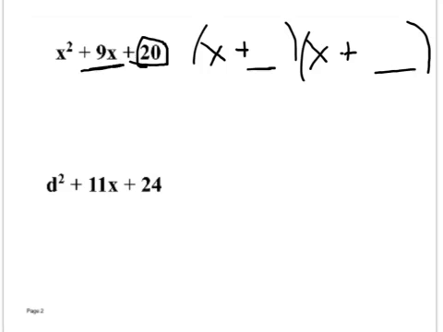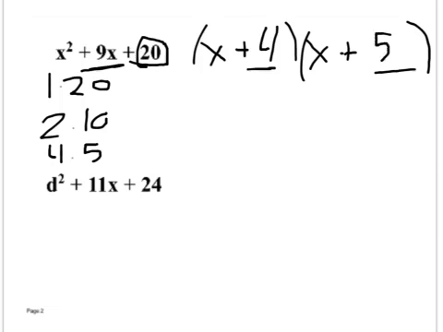So think of the factors of 20. Someone tell me what goes into 20. How about 1 and 20. Does that multiply to give us 20? Yep. How about 2 and 10. What else? 4 and 5. Does 1 plus 20 give me 9? Does 2 plus 10 give me 9? Does 4 plus 5 give me 9? So there we go. There's our two answers, x plus 4 and x plus 5. Easy. That's all we're doing.